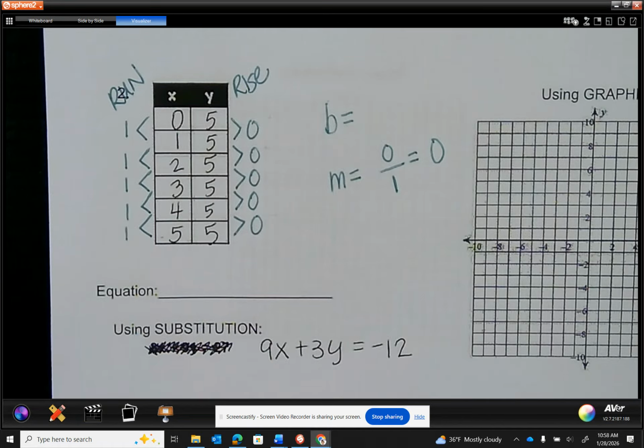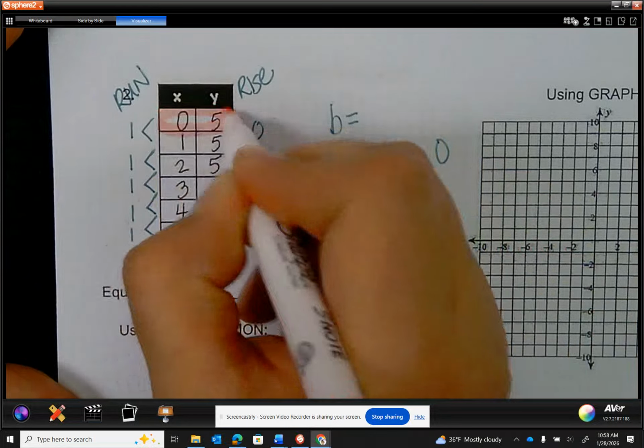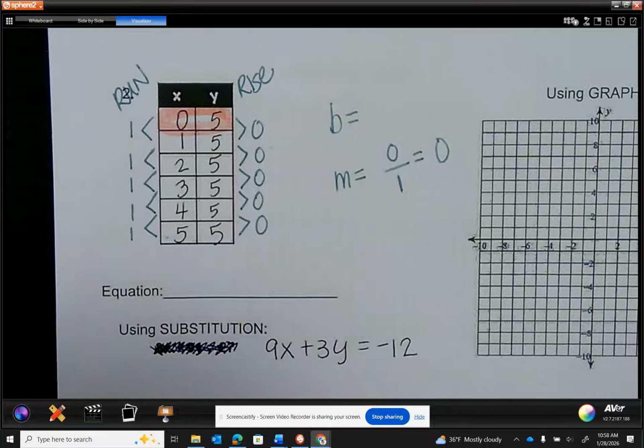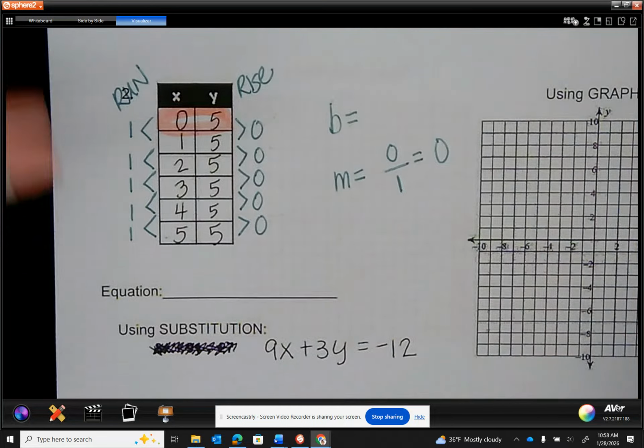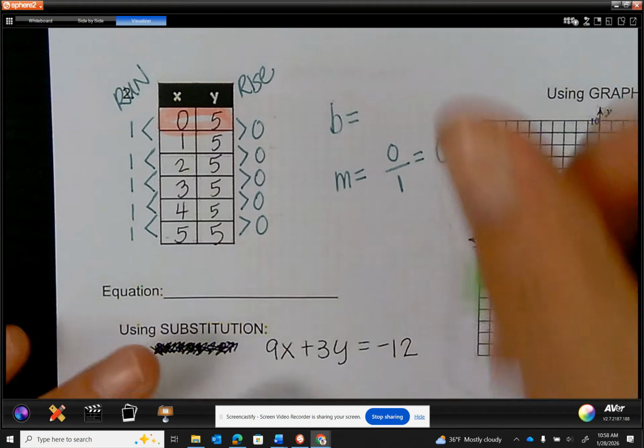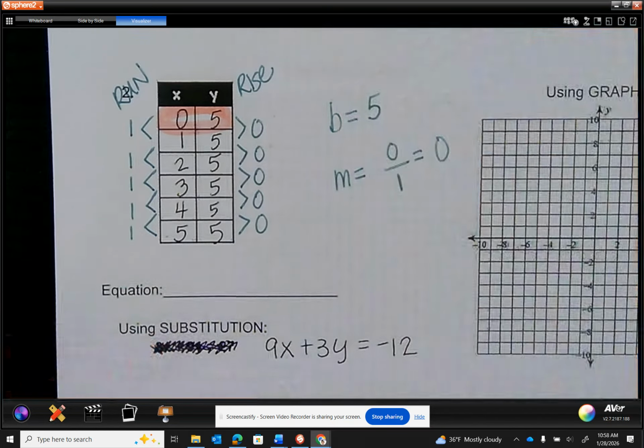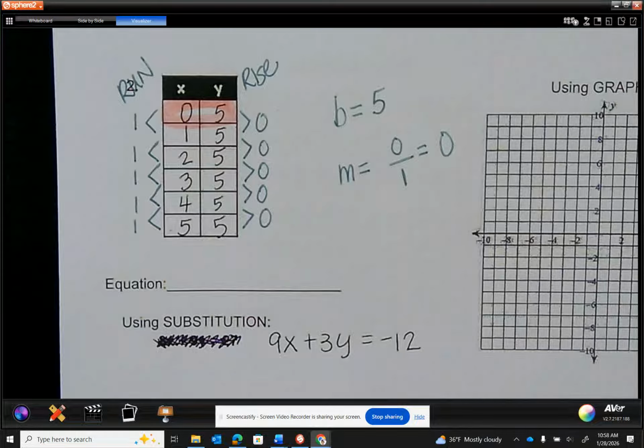To figure out the y-intercept, or the b part, we're trying to figure out what's the y when x is 0. Anybody know the y value when x is 0? 5. It's right here. Sometimes it's at the top of the table. Sometimes it's somewhere in the middle. Sometimes it's somewhere at the bottom. But our y-intercept is 5.